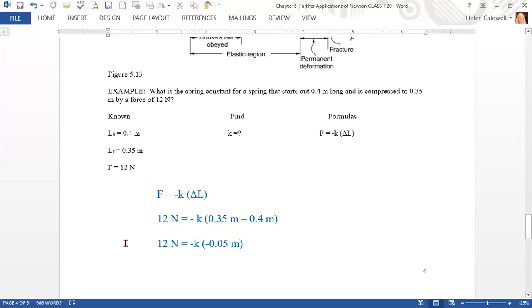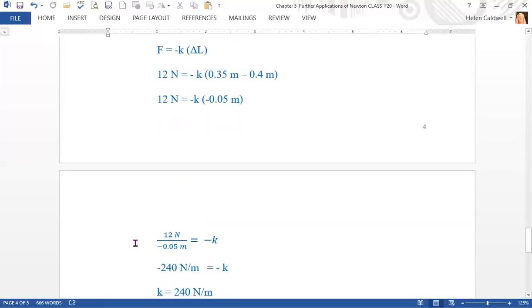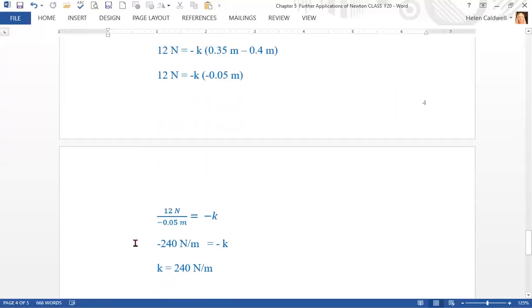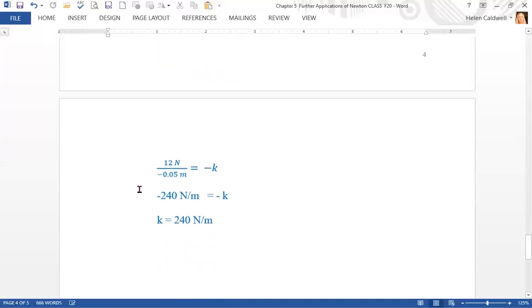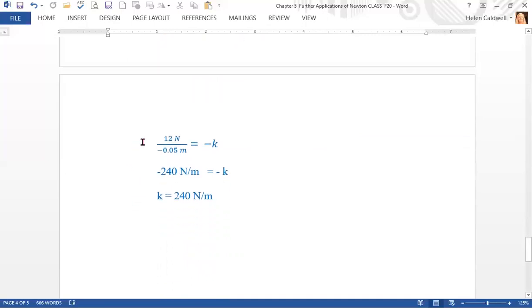To undo multiplication, you divide, so we have to divide both sides by negative 0.05 meters. 12 divided by that gives you negative 240 newtons per meter. That gives you the negative of K, so K would be positive 240 newtons per meter.